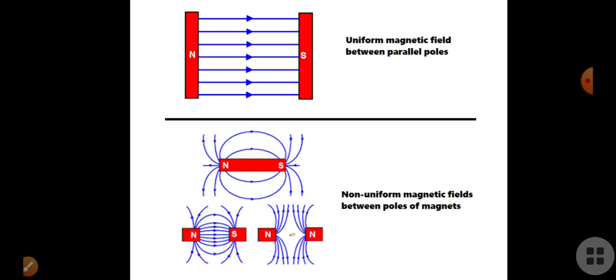Now you can see in this picture, beta, these lines are equidistant and parallel lines and all have the same directions. So this figure is representing a uniform magnetic field, and this exists between parallel poles. Now in another figure you can see this is the bar magnet, and these field lines are not parallel with each other. That's why these are showing a non-uniform magnetic field between the poles of a magnet.